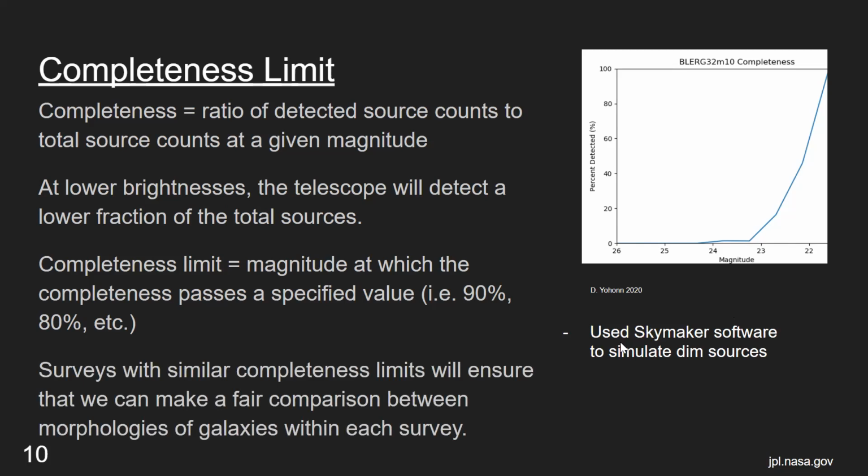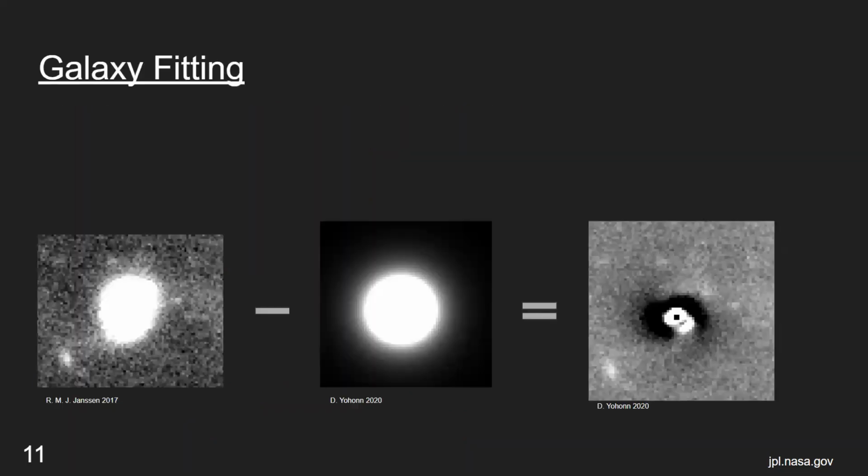So surveys with similar completeness limits will ensure that we can make a fair comparison between the morphologies of the galaxies within each survey. So we take all these completeness limits and then we compare them and we make sure that our data is usable. And this happened to turn out to be the case. So now to sort of the main part of the project.